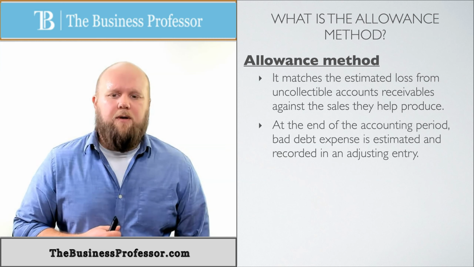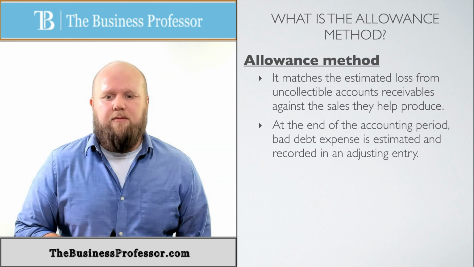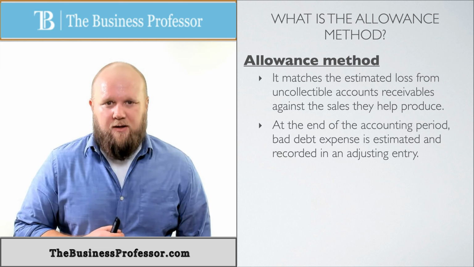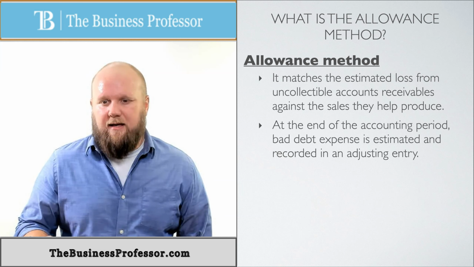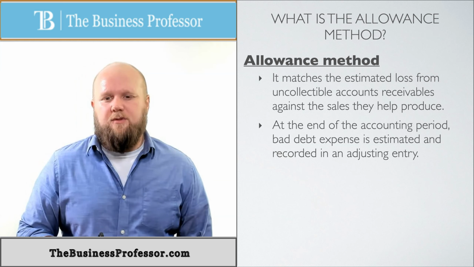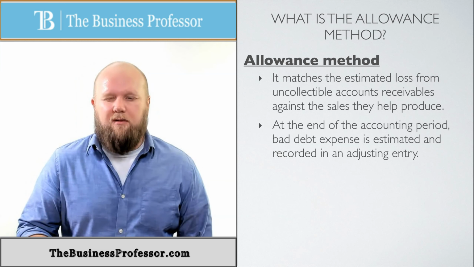So at the end of the accounting period, bad debt expense is estimated and recorded in an adjusting entry. We've got to figure out how much we think we're not going to get. And that amount that we think we're not going to get, we're going to lose from our accounts receivables. We're going to go ahead and expense that through what's called bad debt expense.